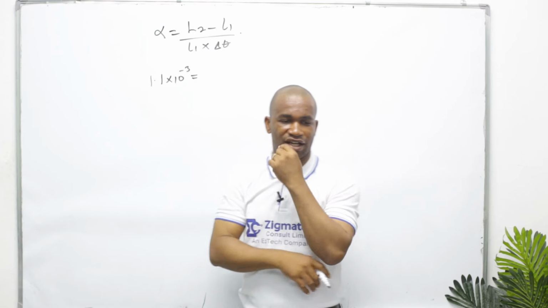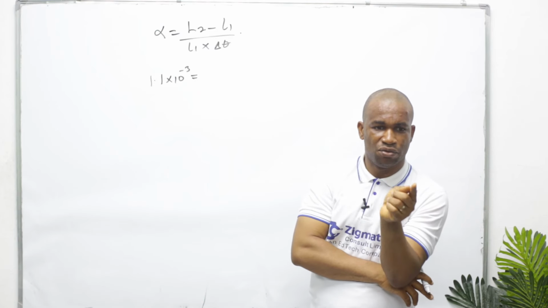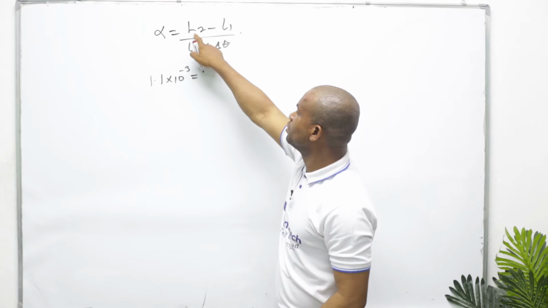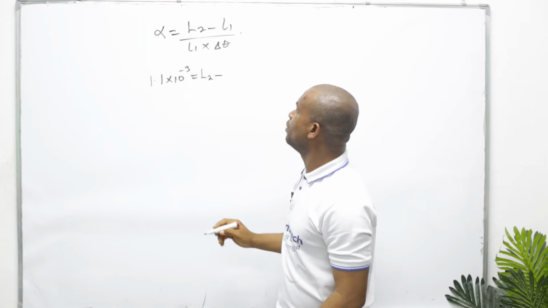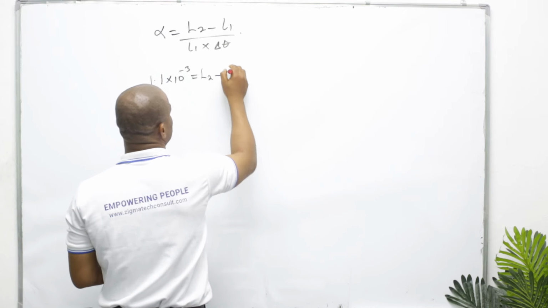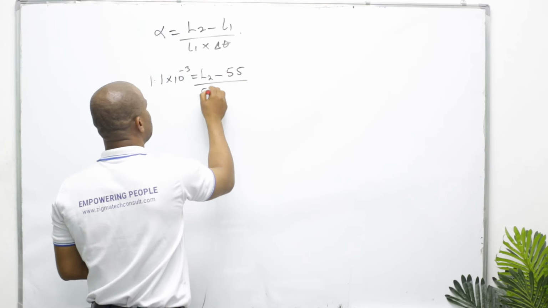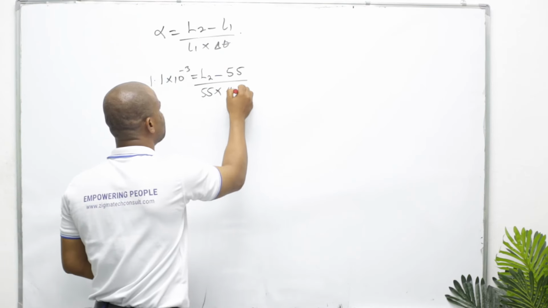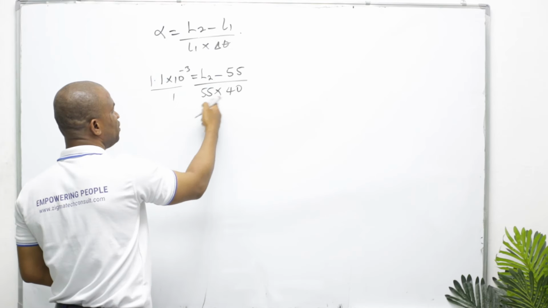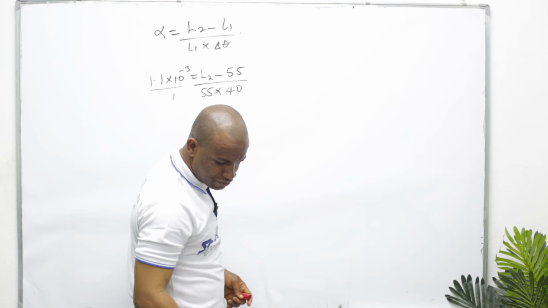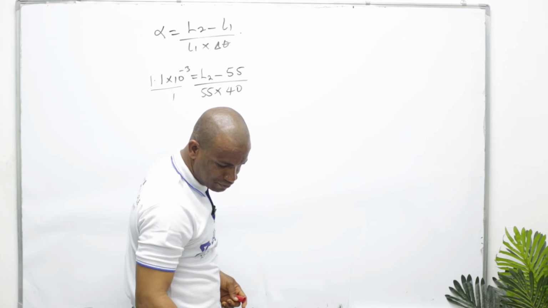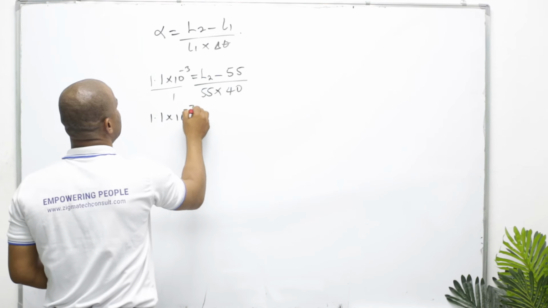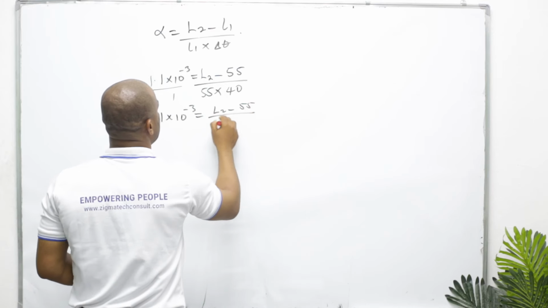L2, we are not given L2. So what is its length when they hold this? So the increase in temperature has to do with the second length. It was not given. Minus L1, which is going to be the original length of the rail, which is 55, all over 55 times change in temperature, which is going to be 40 minus 0, which is 40. Alright, so 55 times 40, 2200. So this is 1.1 times 10 raised to the power minus 5 is equal to L2 minus 55 all over 2200.